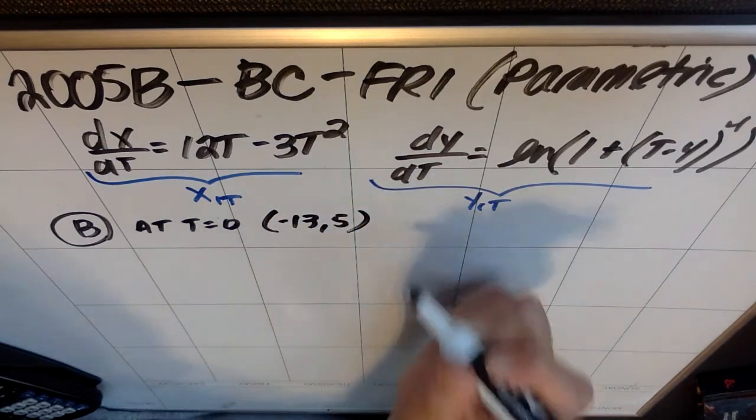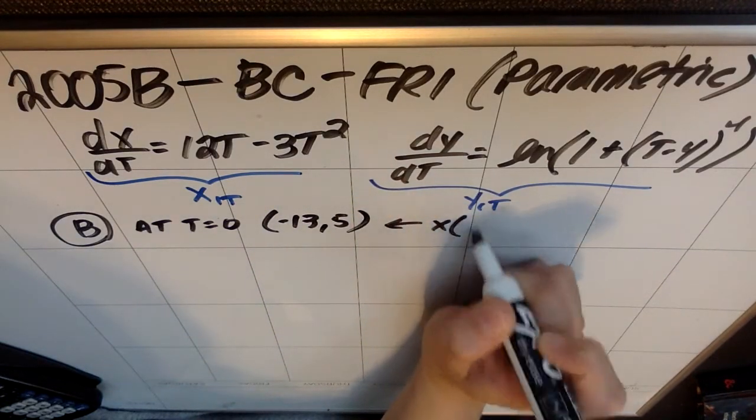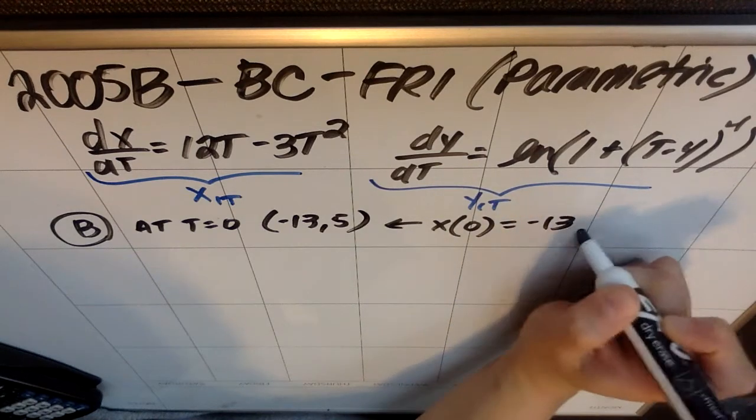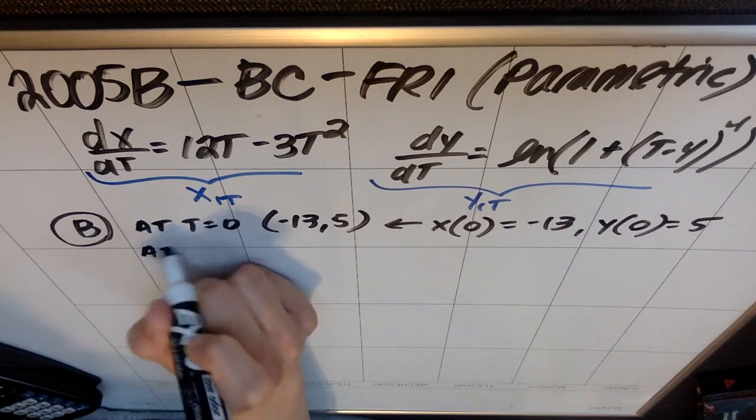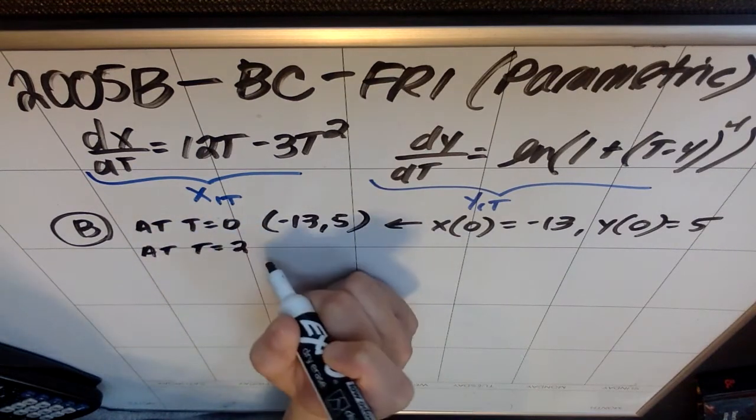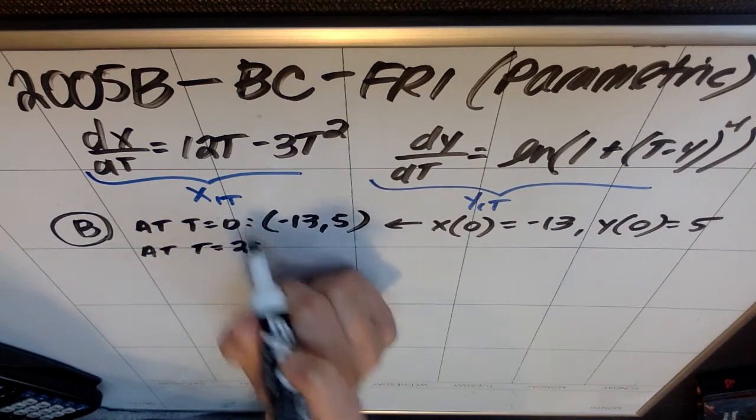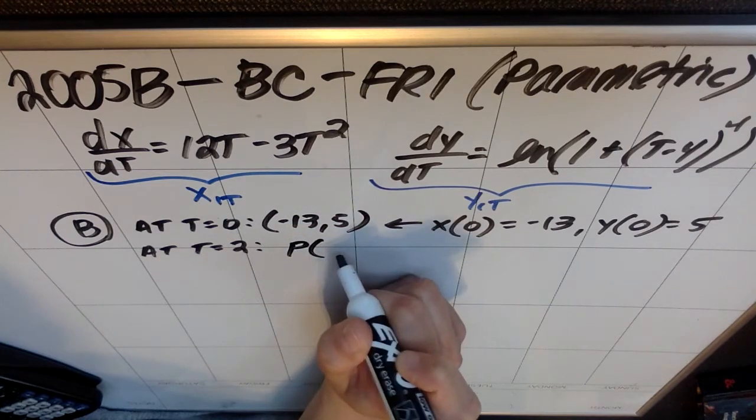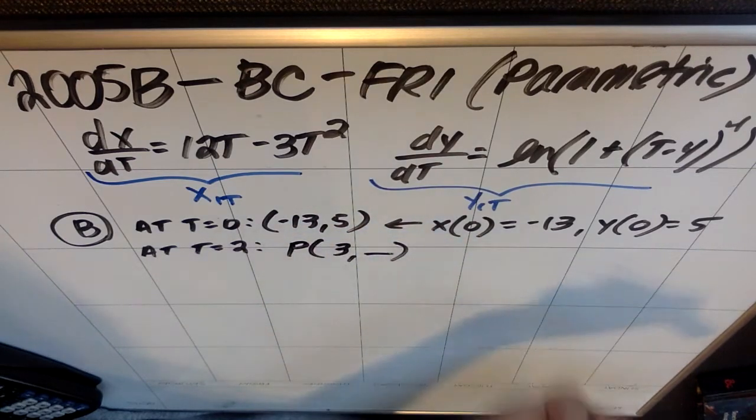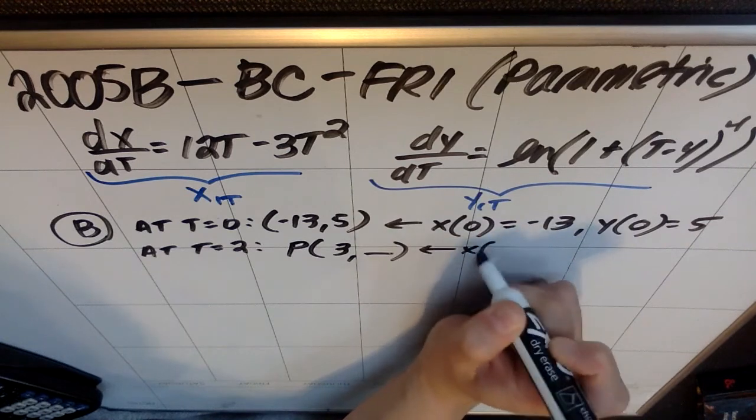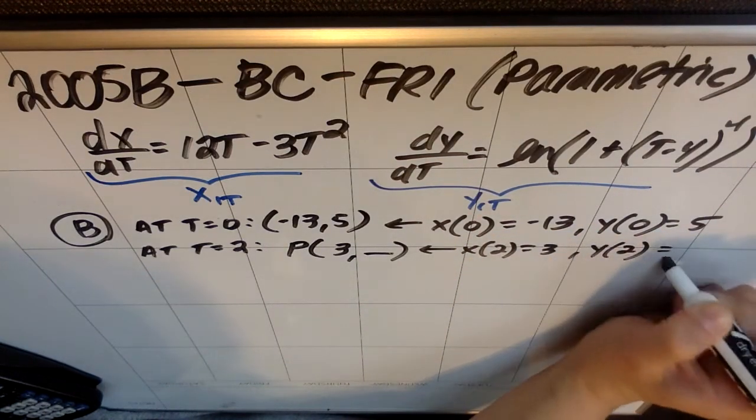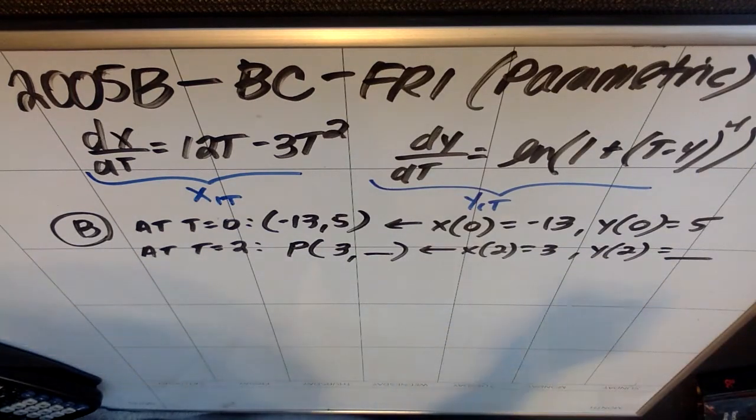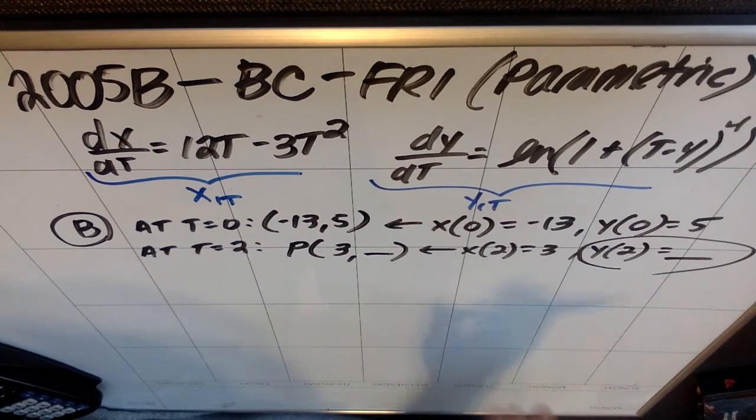Great, right? What that essentially tells us is that x of 0 is negative 13 and y of 0 is a 5. Great. But they also tell us that there's this other time t equals 2, and at that time we're at point P, which has coordinates 3 comma blank. So what that tells us is x of 2 is a 3, but y of 2 is a big fat question mark, right? So this is what they're asking you to find in part B. What is the y coordinate of point P?